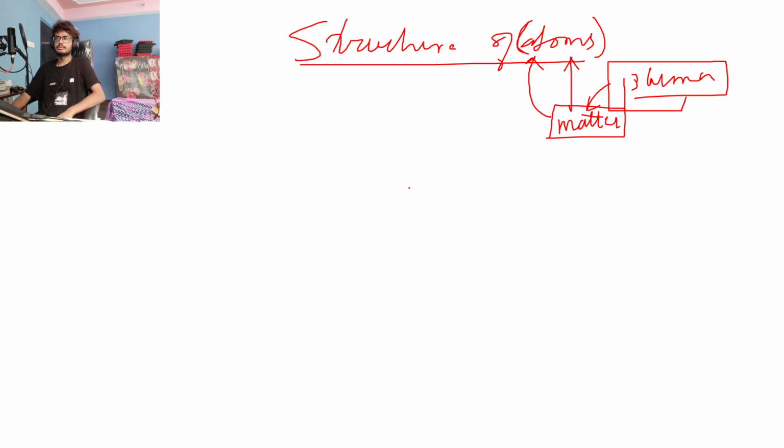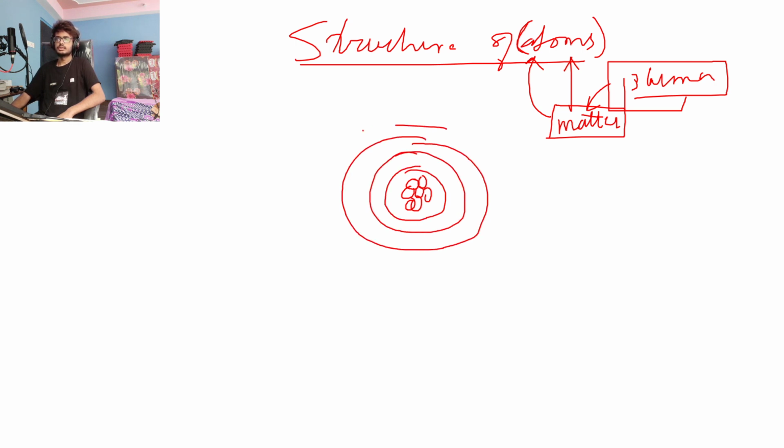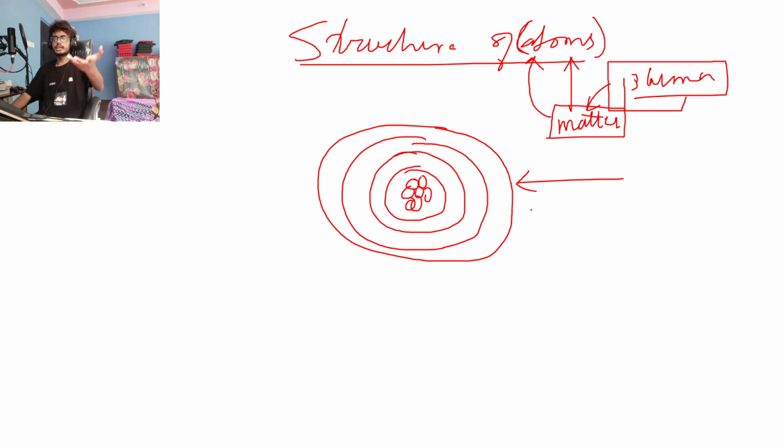So let's say there is an atom. This is the nucleus of an atom, and there are electrons revolving around the nucleus. So saying that atoms are the smallest or indivisible quantities present in the universe would be wrong.